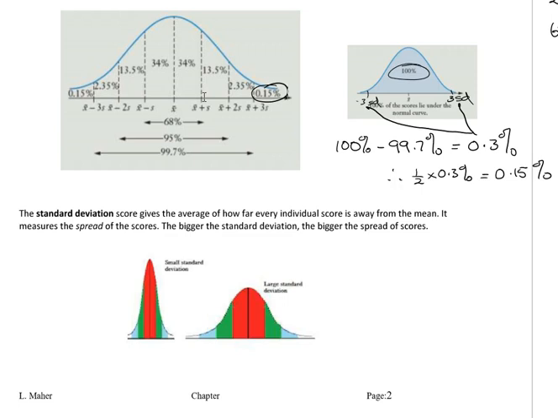So you'll actually see them refer to a range of scores from this score up to that score. Now, we saw in the previous video that 68% of the scores lie there. So we're able to work out how many scores are within this range.